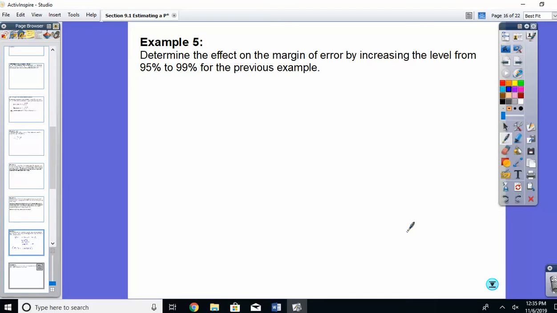Okay, so let's look at this example. If I want to look at how the margin of error is affected by increasing my confidence level from 95% to 99%, let's just try it on the calculator. So go to Stat, Tests, A. My X is still 272, my N is still 800, but my C-Level, I now want 0.99. And I get a confidence interval.